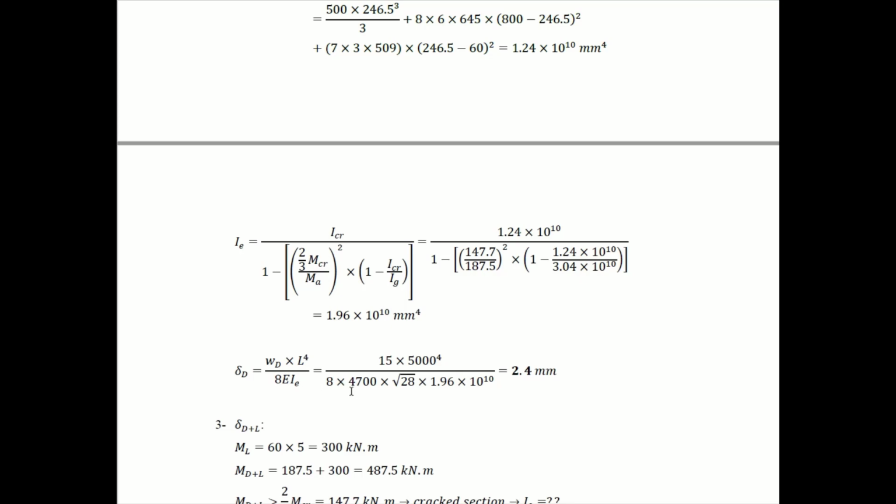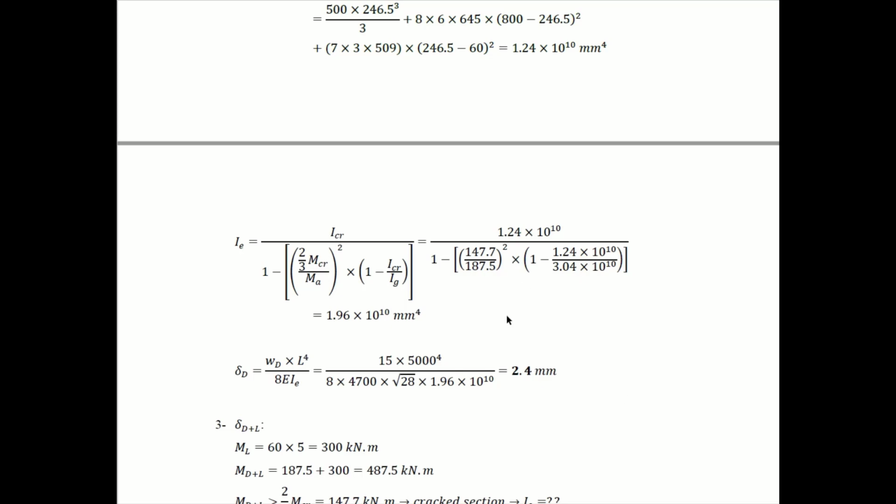E is 4,700 radical f prime c, these two terms. I is I effective. L is the span. W is 15, the distributed load. It's worth mentioning that 15 kilonewtons per meter is the same as 15 Newton per millimeter. That's why we didn't change anything. So delta dead is equal to 2.4 millimeters, which is the deflection due to dead load effect only.